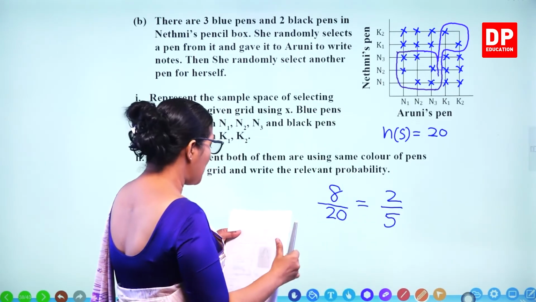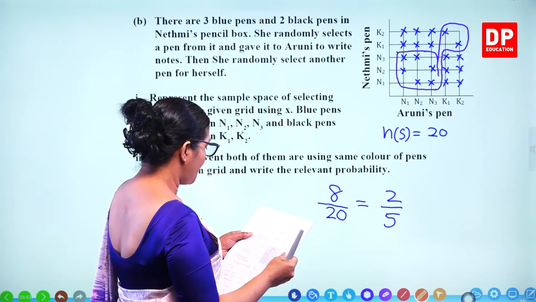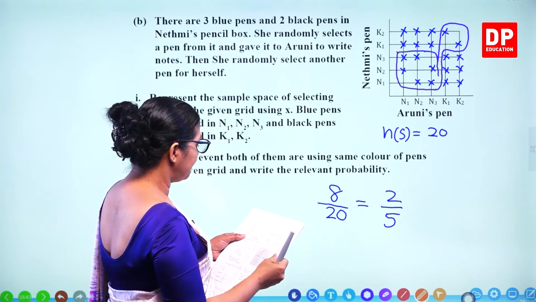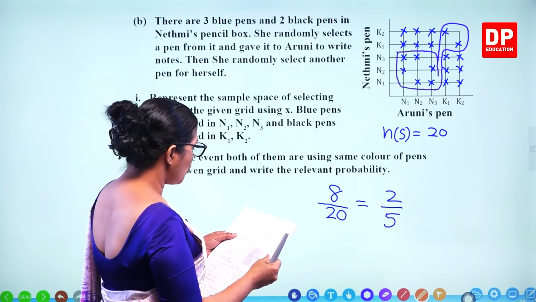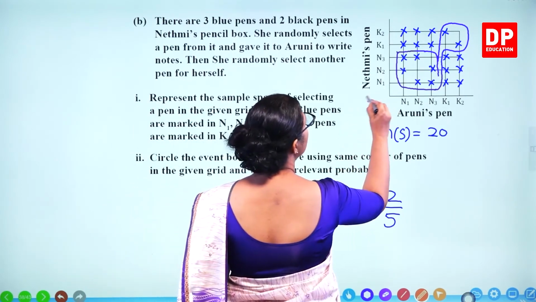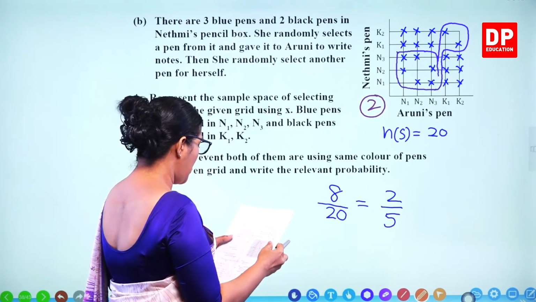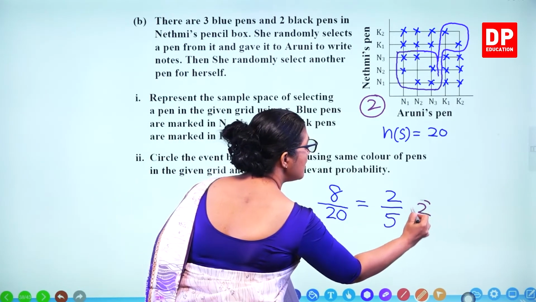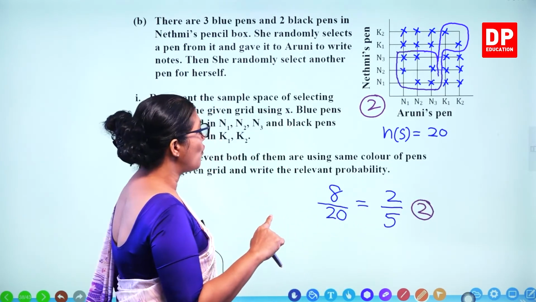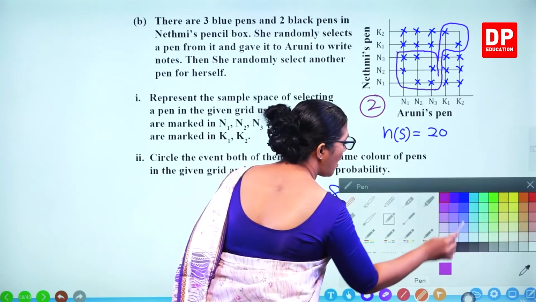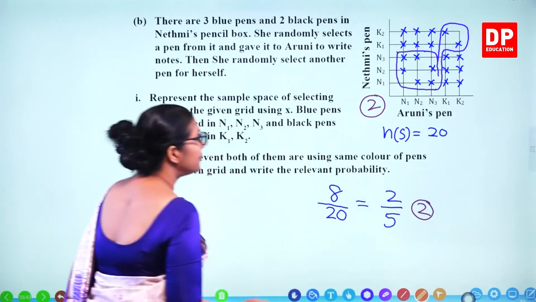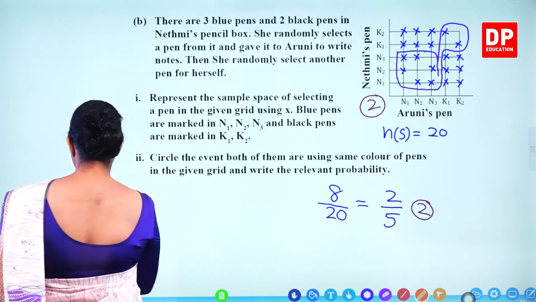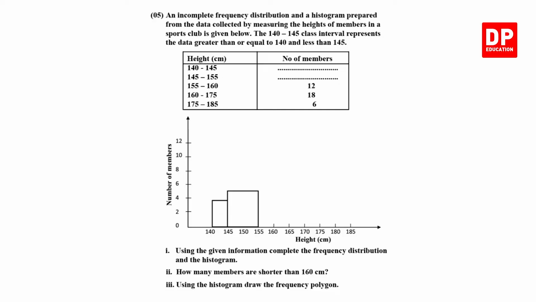Now let's see how many marks for this one. So you get this one, 2 marks for marking this. And 8 over 20 or 2 over 5, 2 marks. So earlier we gave 6 marks and this 4, altogether 10 marks. Let's do the last question.